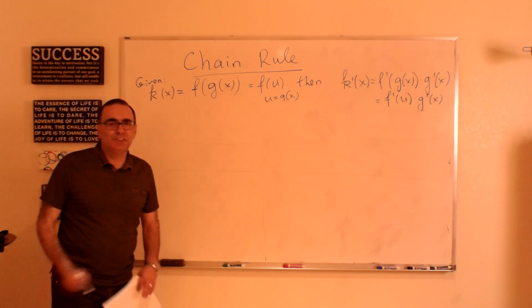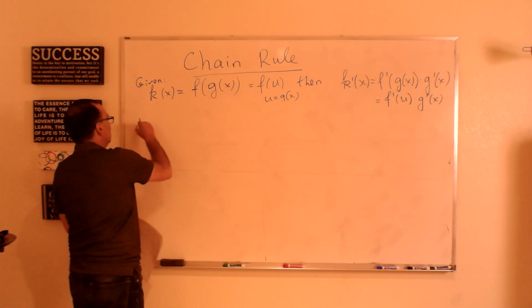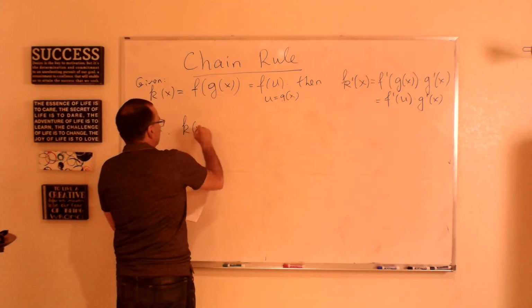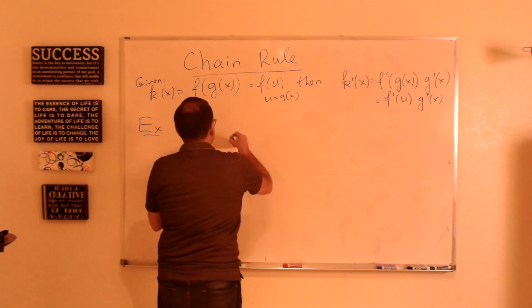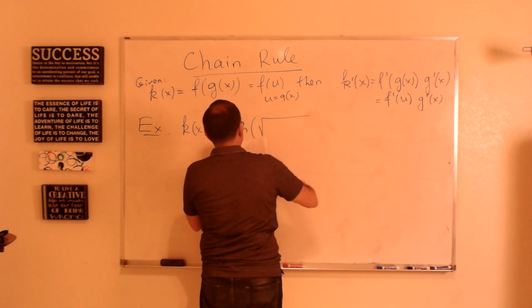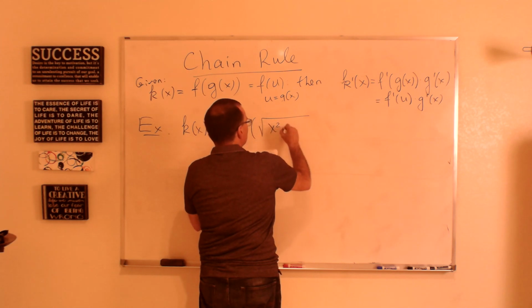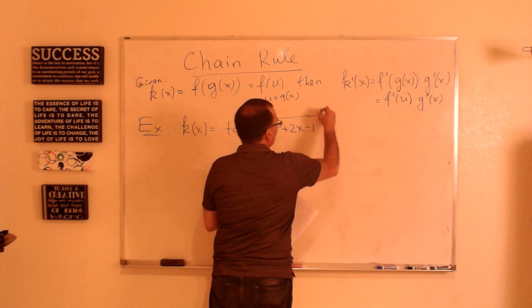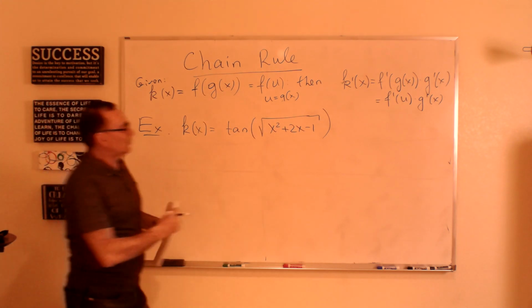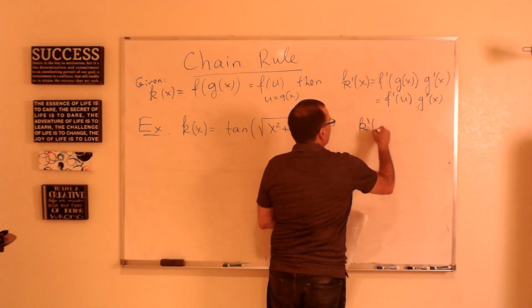Another example of chain rule. K of x equals tangent of square root of x squared plus 2x minus 1. And the question is to find the derivative.